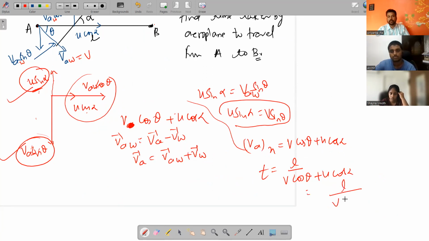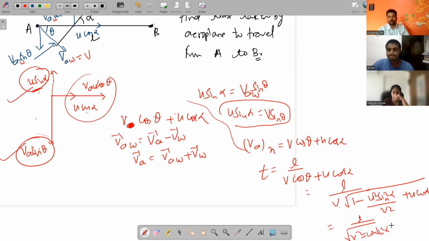So L upon V under root 1 minus sin square theta, that is U squared sin square alpha upon V squared, plus U cos alpha. That's it. So L upon, this V and this V will cancel, under root V squared minus U squared sin square alpha plus U cos alpha. Understood?